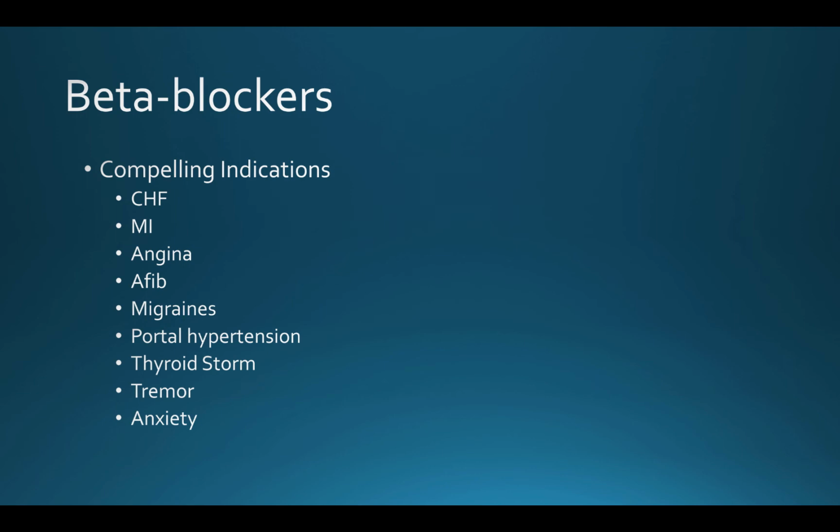Thyroid storm's another one where you might see beta blockers used to kind of help bring down that heart rate, the tachycardia, the blood pressure elevations that can happen. Tremor, again, non-selectives, I would say more used there, propranolol. Rarely I have seen them used for anxiety. Not real common, but might be something you see periodically.